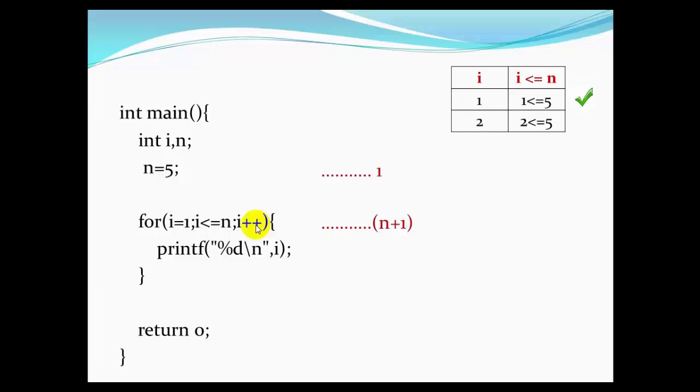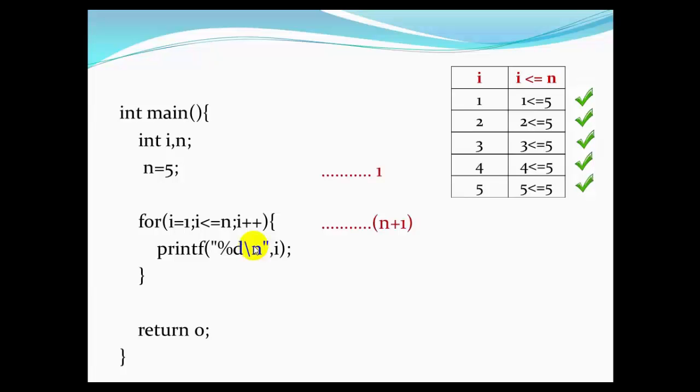So now i is 2 and it again meets the condition. So now it will go inside the loop and it will print 2. In the same way, it will print 3, 4 and 5. After that, i will be incremented again. So now i is 6. But it is unable to meet the condition here as 6 is greater than 5. So the program will not be able to go inside the for loop and comes to return 0.